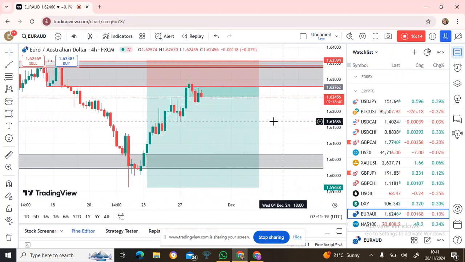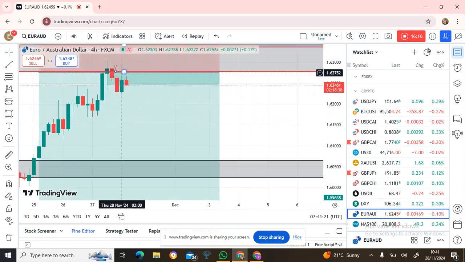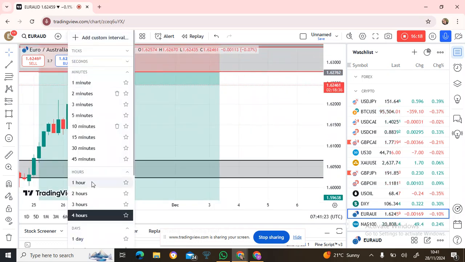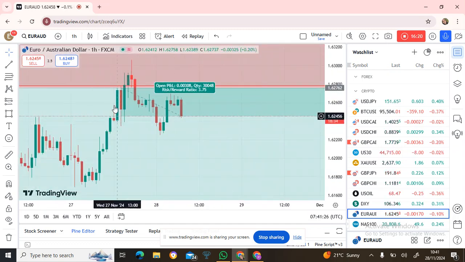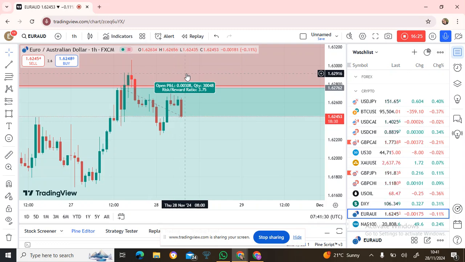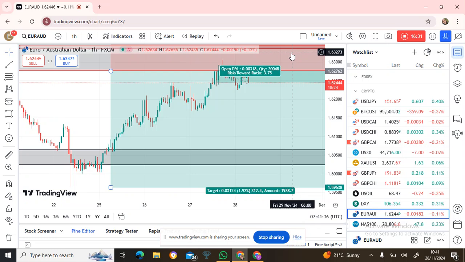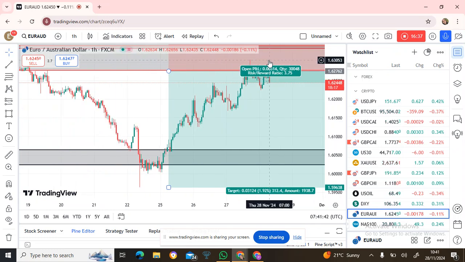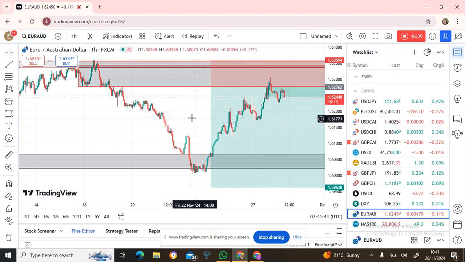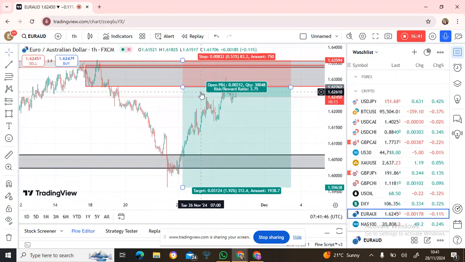So what is our expectation? We expect this market to form a double top around this zone to give us an opportunity to enter for shorts. So for now, if you're trading Euro AUD, you can take your trade right now or you can wait for the market to pull back, then get in for a sniper entry. You have about 300 pips down to catch.